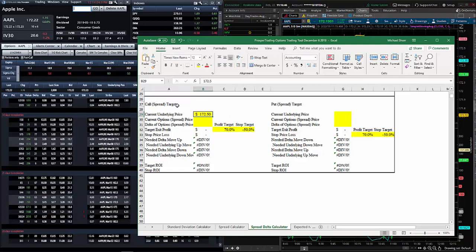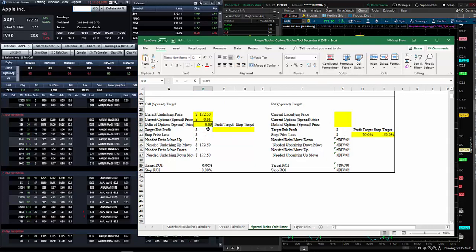Okay, so we can do this for a call or we can do this for a spread. It doesn't really matter. If we do a call spread, we put the call here, and a put spread, the put here. So like I said, we want to put in where we got in, and then what the spread price was, and we got in for 55 cents. We can get the delta of that spread, which is 26 minus 17, so it's about a 9 delta. It's a debit call spread, so that's a positive number. So that's a 9 delta.